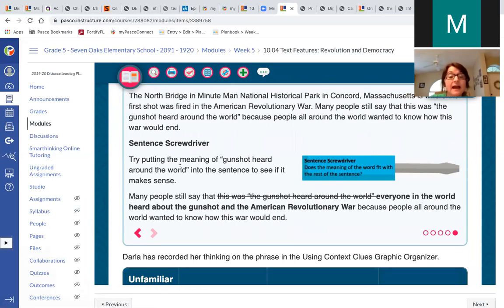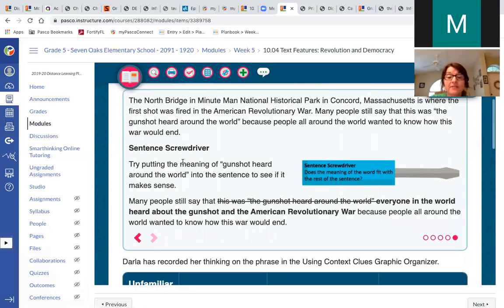All right, and then the sentence screwdriver. Okay, so sometimes when we use a screwdriver, we put in a screw because we want to hold something in place, right? Make sure we've got a nice secure fit. So here we're trying to see if we can look at this analogy, or this figure of language, actually, this hyperbole, and take it out and instead substitute in this other phrase that's in bold.